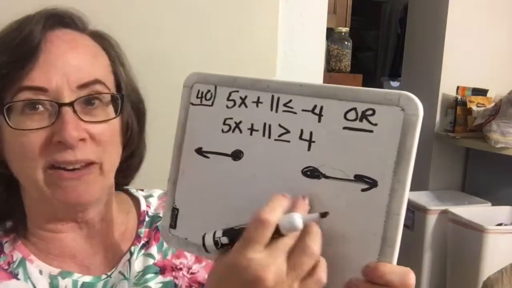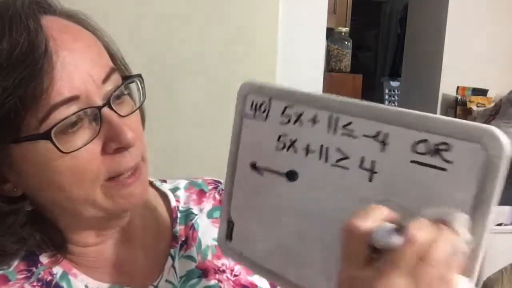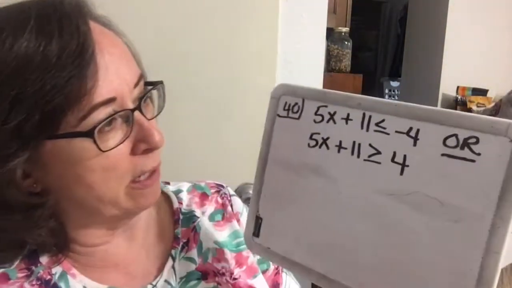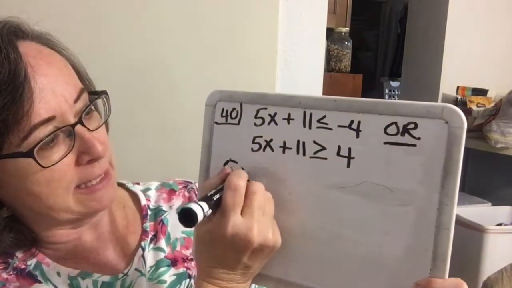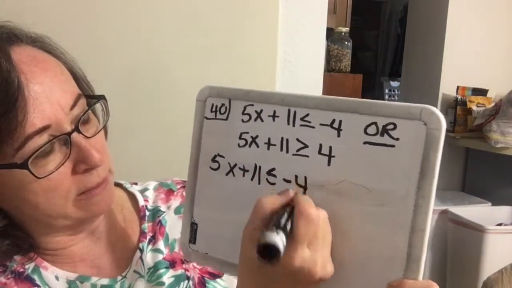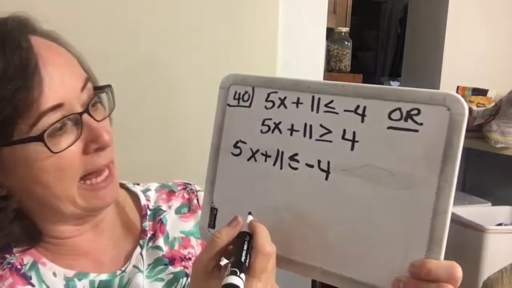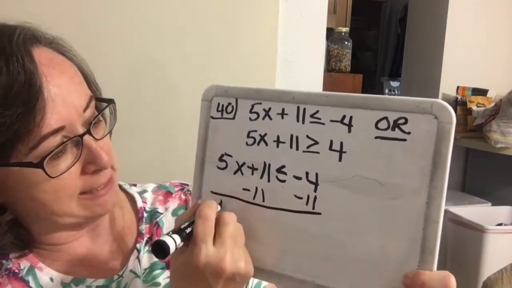Okay, I just got to find out what these numbers are going to be. Okay, so now we're going to start solving each little part of our disjunction. First of all, I've got 5x plus 11 is less than or equal to -4, and I'm going to simplify that. I'm going to subtract an 11 and subtract an 11 to get the 5x by itself.